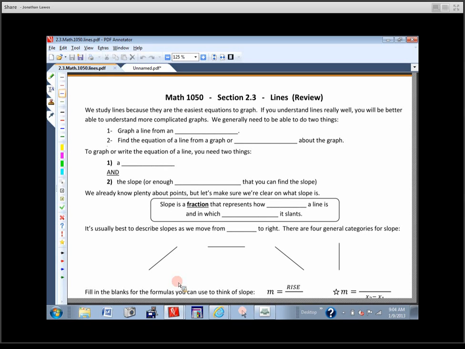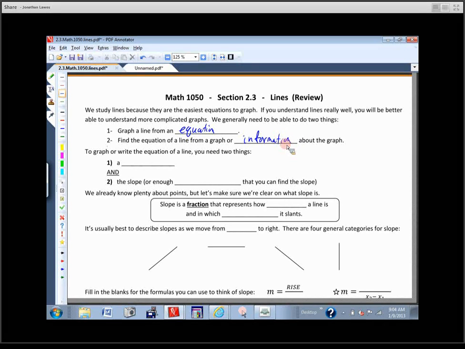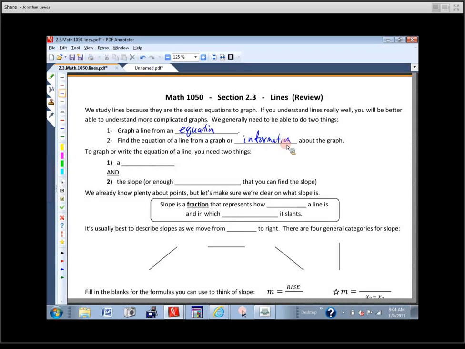Okay, so in general, this is what we need to be able to do. In a nutshell, this is the stuff that you've got to be able to do on lines. You've got to be able to graph a line from an equation. So if you're given an equation, you better be able to graph a line and find the equation of a line from a graph or information about the graph. So they might not give you a graph, but they might say, here's a slope and a point that this goes through. Come up with the equation of the line or something like that.